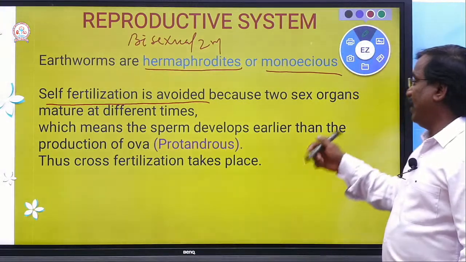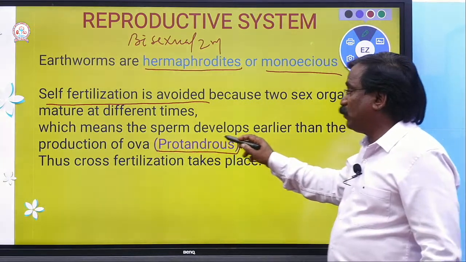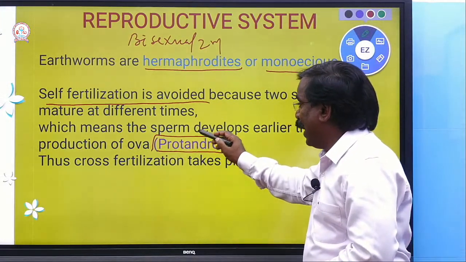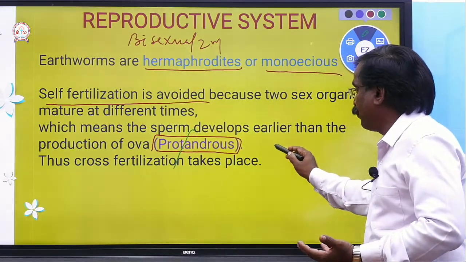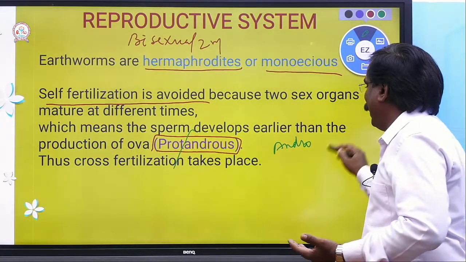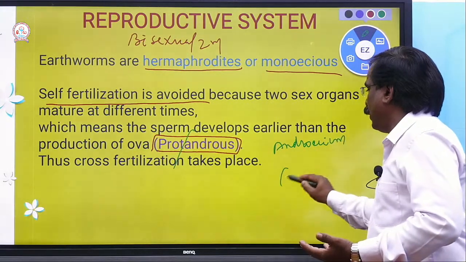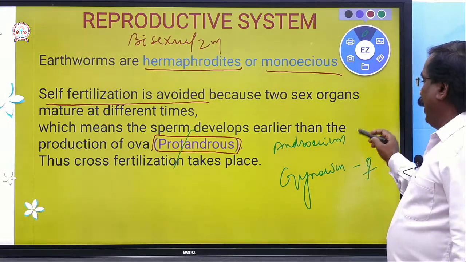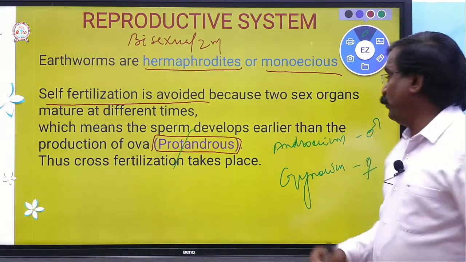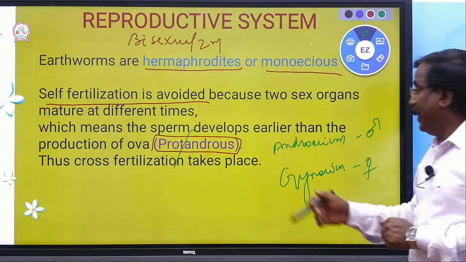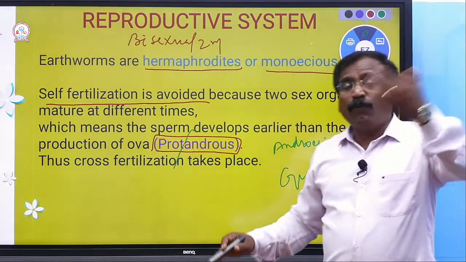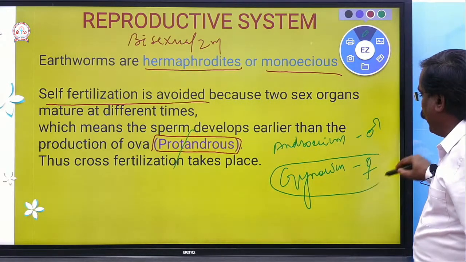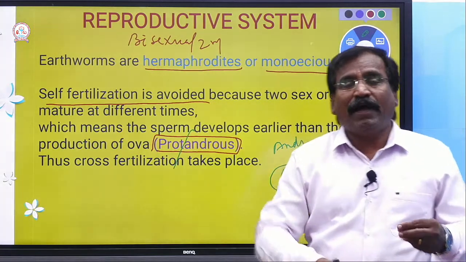How is it avoided? That mechanism is called protandrous. What is protandrous? Proto means earlier, and andro means andricium. Andricium and gynecium are there. Gynecium is the female reproductive organ that produces the egg. Andricium is the male reproductive organ that produces the spermatozoa. Proto means advanced, earlier. In the animal, before the formation of the egg, the andricium matures and produces spermatozoa.